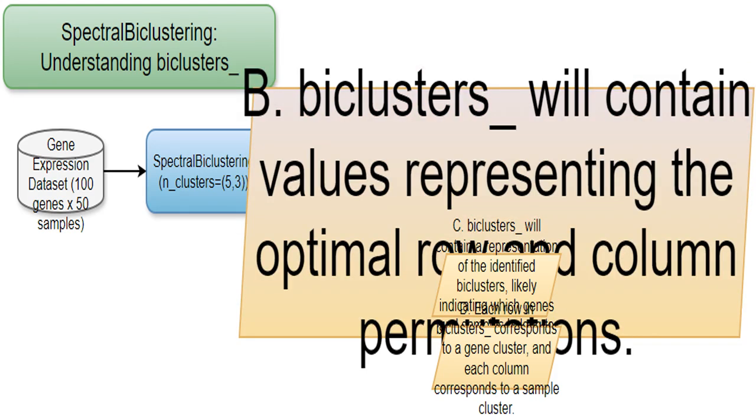This is also incorrect. While the algorithm uses permutations, rearrangements, internally, the final result in BICLUSTERS won't be those raw permutations. Instead, BICLUSTERS gives a more user-friendly representation of which genes and samples end up together in each cluster.